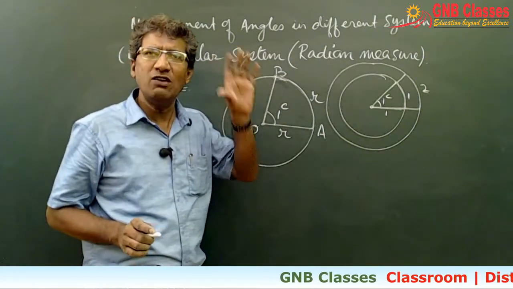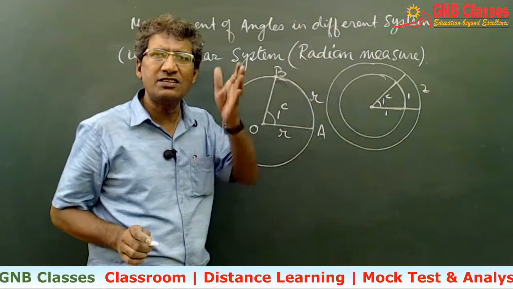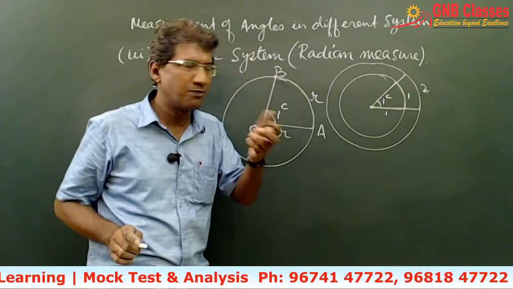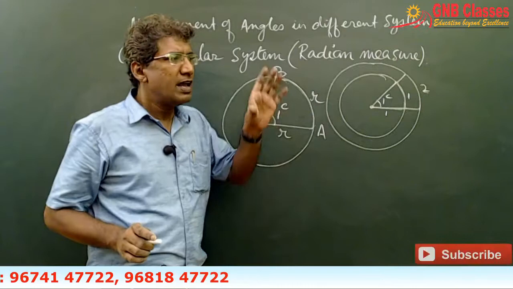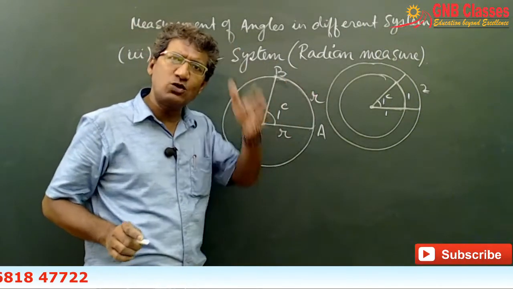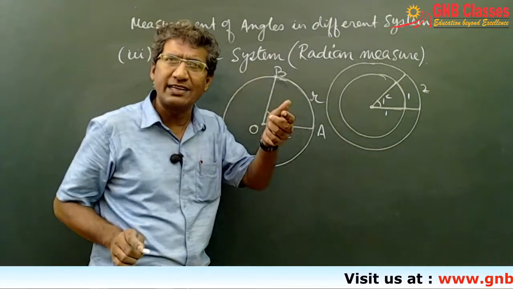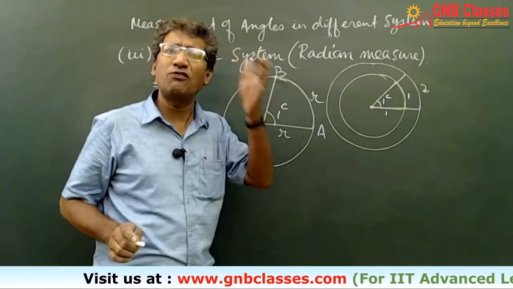Now here a question comes very naturally. In the case of degree, your 1 degree was fixed. What is a degree? When 1 right angle is divided into 90 equal parts, each part is called 1 degree. In the centesimal system, 1 right angle was divided into 100 equal parts, and each part is called 1 grade.